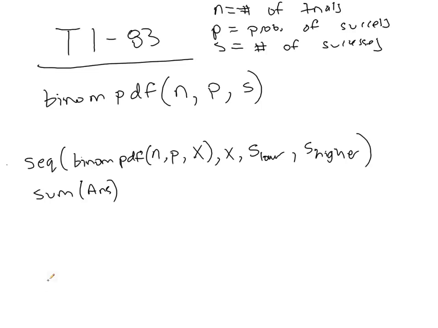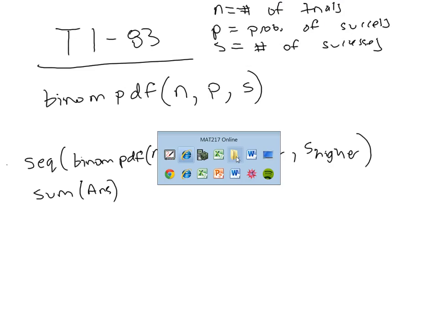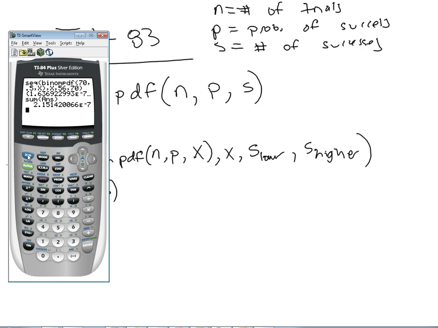In this short video, we'll quickly talk about how to find binomial probabilities using the TI-83. The function that we're going to use is binom PDF, and it takes the parameters in this order: binom PDF, parenthesis, the number of trials, comma, the probability of success, comma, the number of successes.